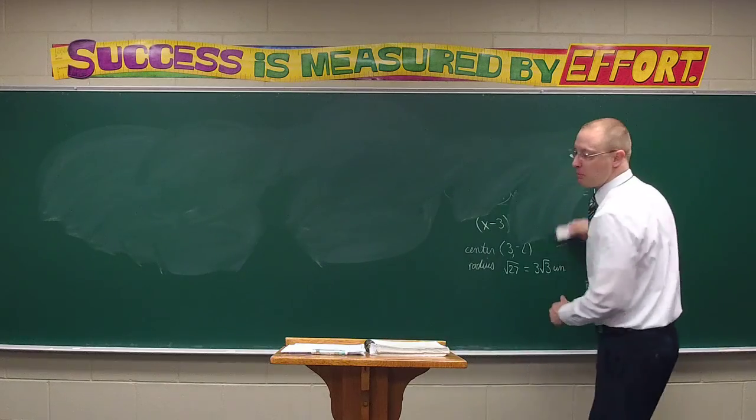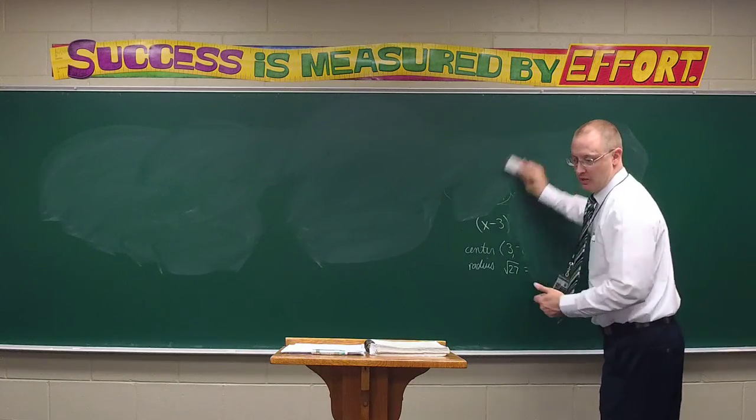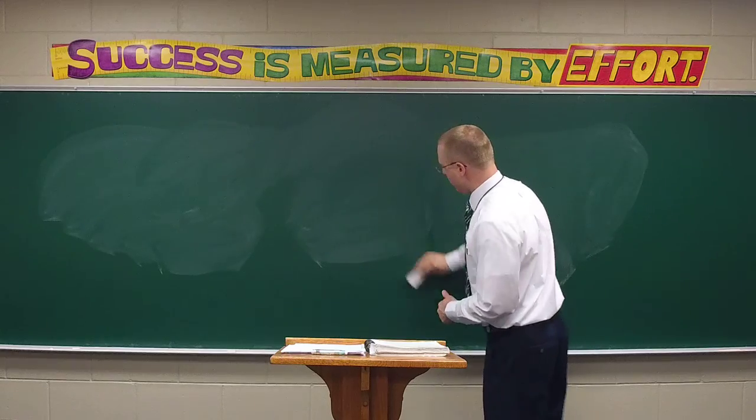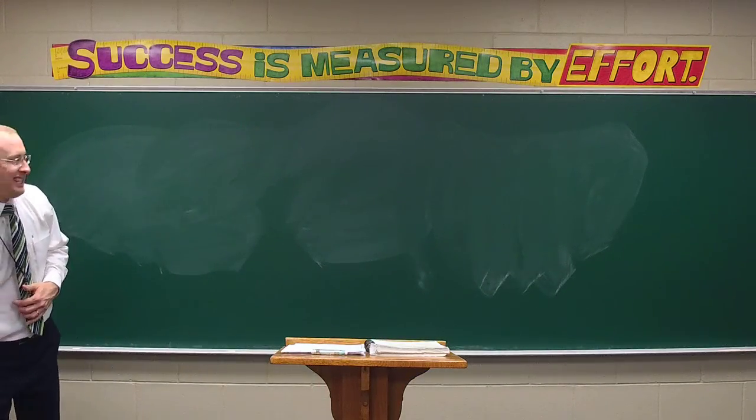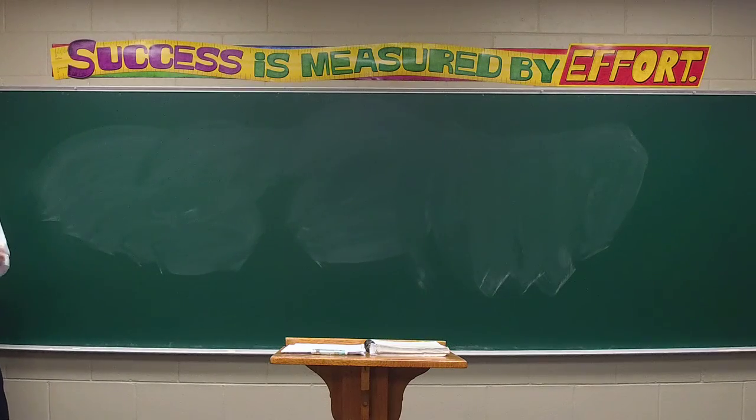Page 232, number 1, letter B. They give you a conic form. They want to know the center and the radius. They say to graph it as well. Again, for sake of time, today we won't, tomorrow we will.